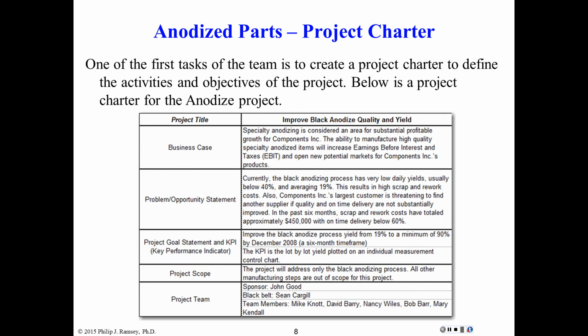Okay. So, again, in the define phase, the first thing we want to do is put together our project charter.